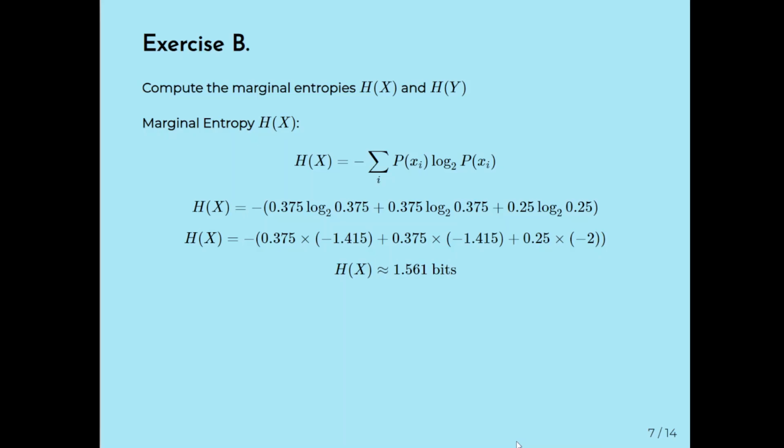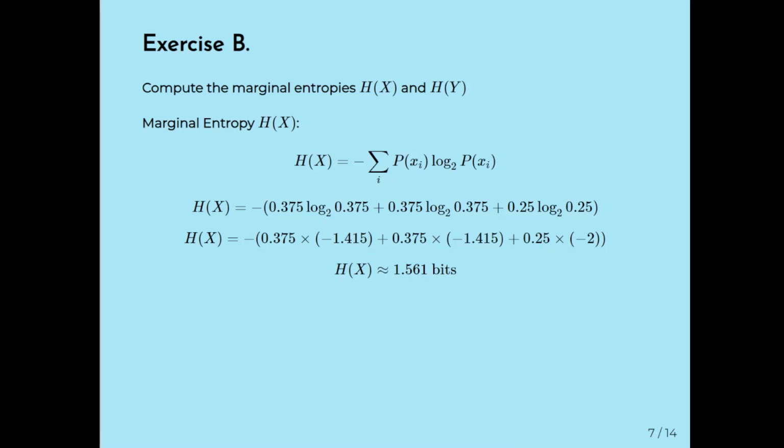So we add it all up together, and just remind ourselves that we have a minus sign in front of our summation. That is just to make sure that we end up with a positive number at the end. So we have 0.375 times minus 1.415 times 2, plus 0.25 times minus 2. Essentially, when we work out all the minus signs, that should end up as 1.561 bits. That's the outcome there.